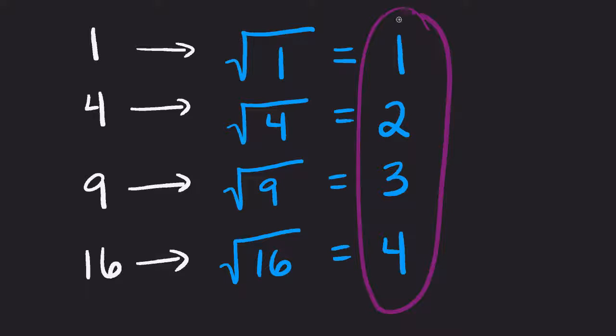So notice we're getting nice clean answers right here. All of these are perfect. There's no remainder. There's no leftover. It means that 1, 4, 9, 16, and numbers such as that would be perfect squares. So let's look at one more example.